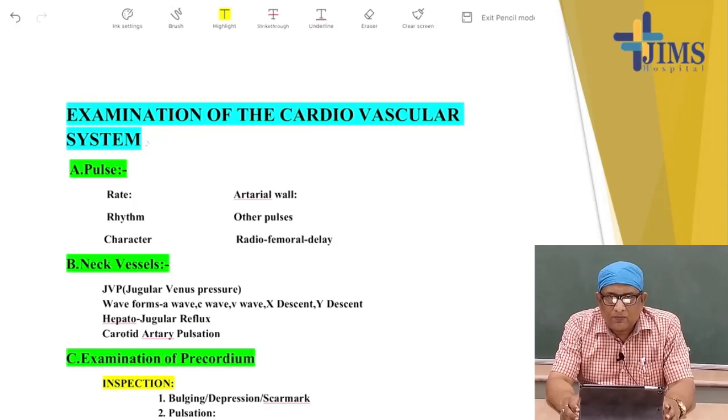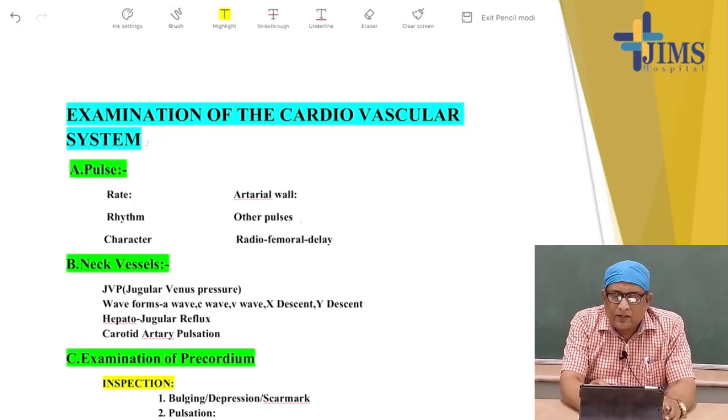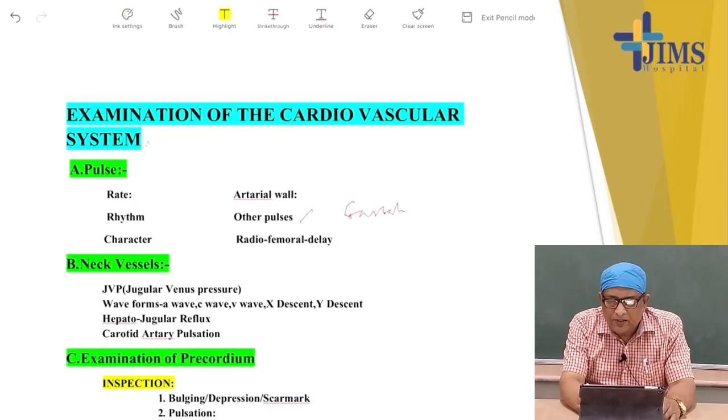Then the arterial wall: sometimes we want to feel whether atherosclerosis is present or not. And then comparison of the other pulses is very important, particularly if there is any radiofemoral delay. There is a condition called coarctation of the aorta, where there is kinking of the aorta, a narrowing, and reduced blood goes below it. This is congenital. This is called coarctation of the aorta.